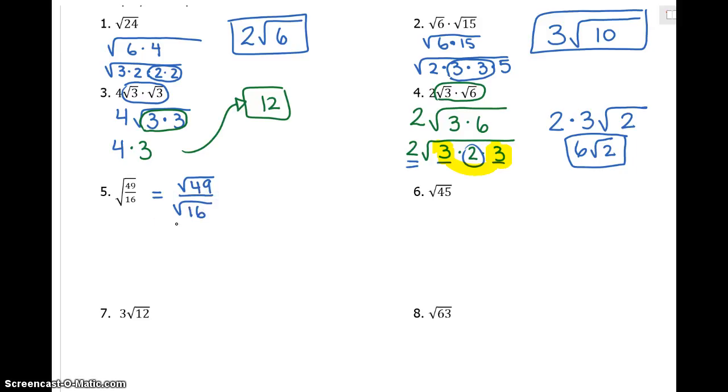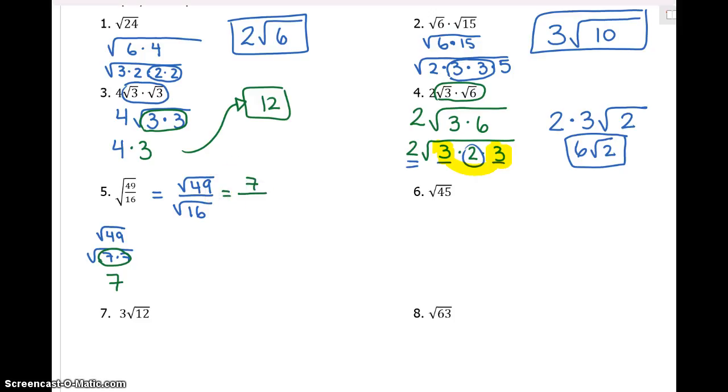Okay? So sometimes I like to just kind of do my work on the side. So I'm going to just go ahead and do square root of 49. Well, I know that's 7 times 7. That's awesome because I already see a pair right there. So 7 times 7 is a pair. So a 7 comes out, and there's nothing left inside the radical, so there's no need for me to write it. So I know square root of 49 is 7 on top.